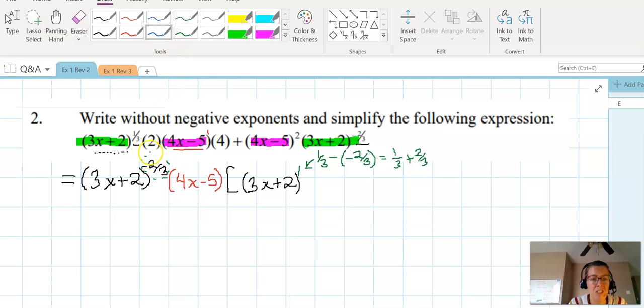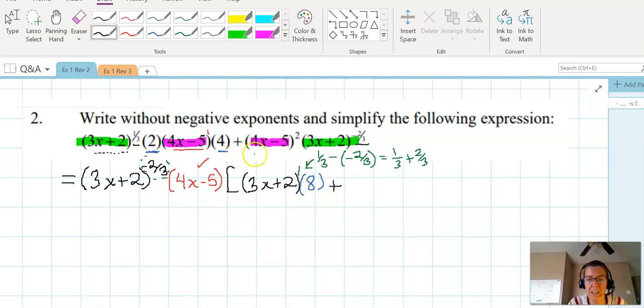Okay, I'm going to continue to work my way across here. I have 2 times 4, so I'll go ahead and multiply those. That's 8, so I've got this factor of 8 right here. And then 4x minus 5 to the first, which is exactly what was factored out right here, so there is no power of 4x minus 5 left. I can just skip that term. Now I'm up to that plus sign.